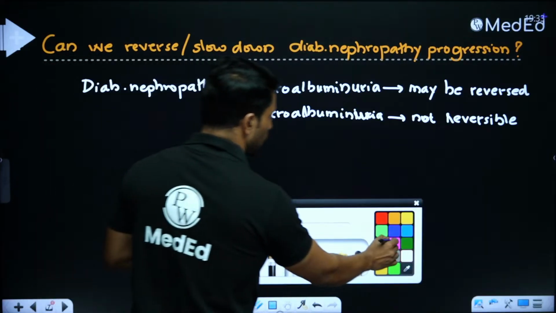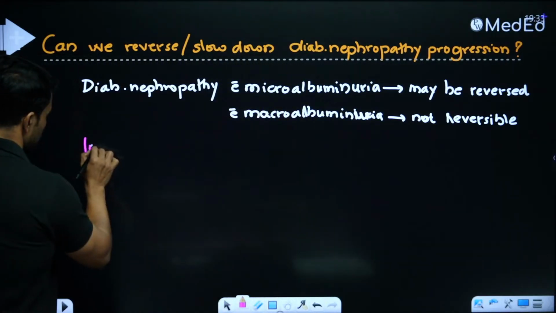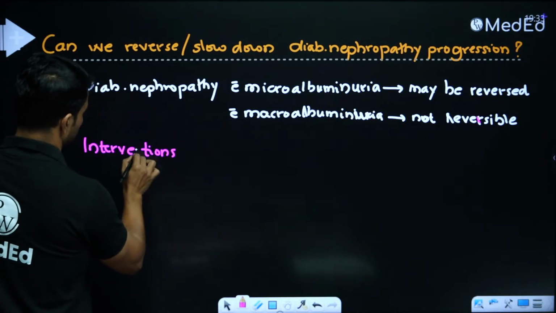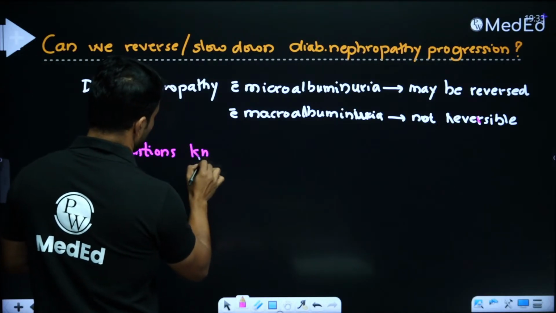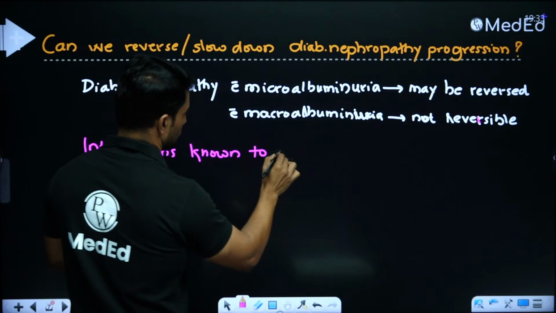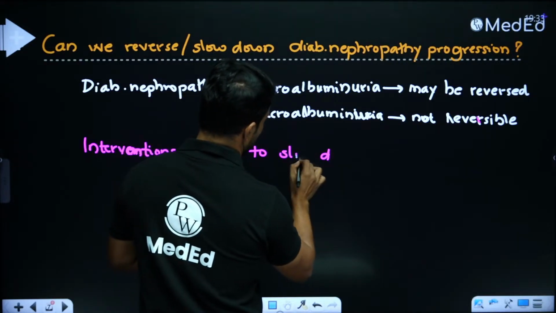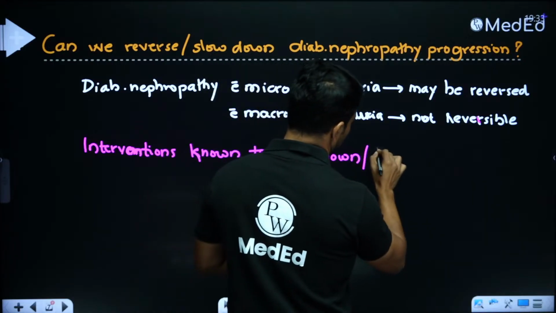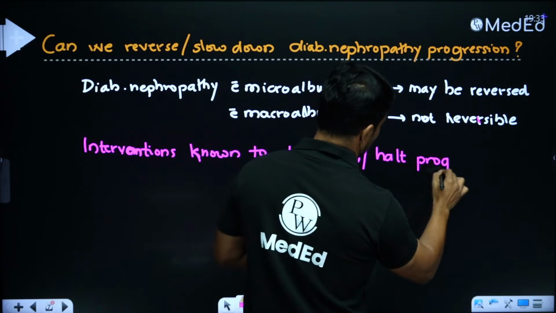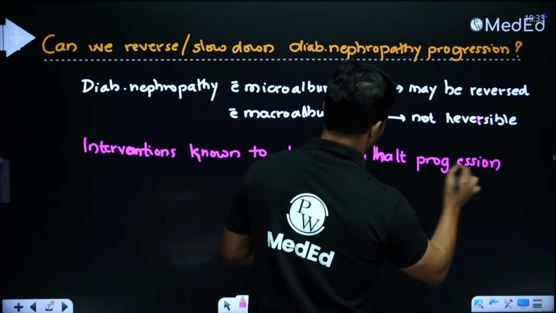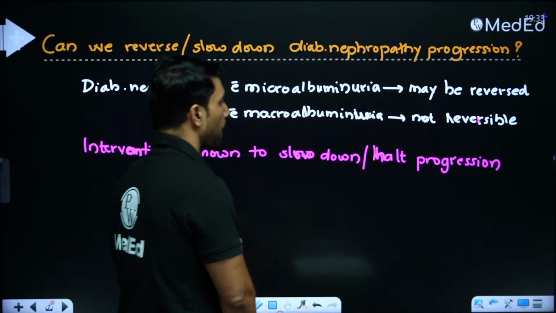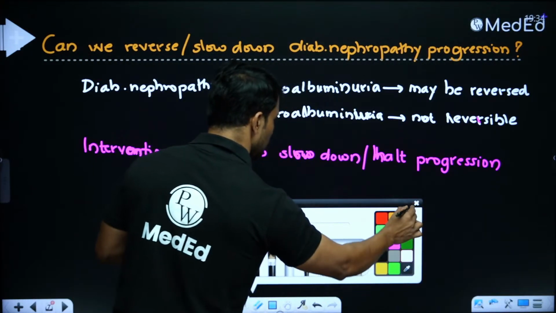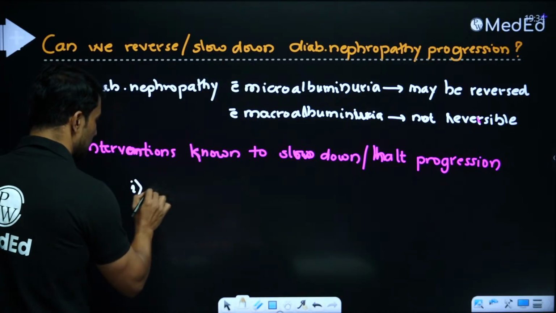So what have studies shown? Interventions known to slow down or halt progression. What all can slow down or halt progression? So first thing that can slow down or halt the progression is glycemic control.